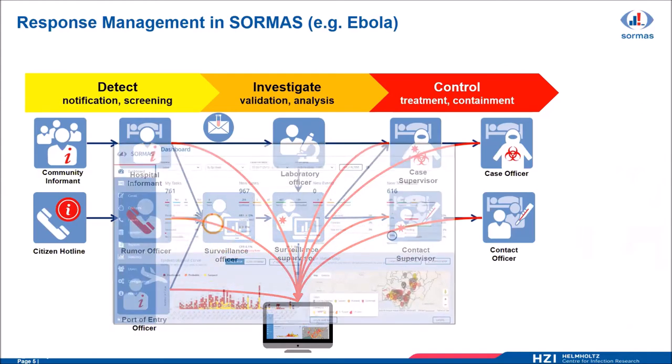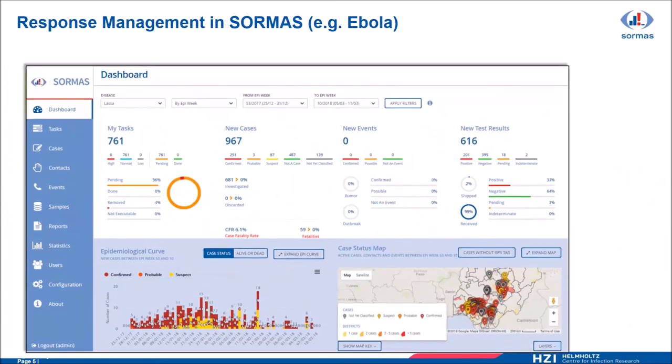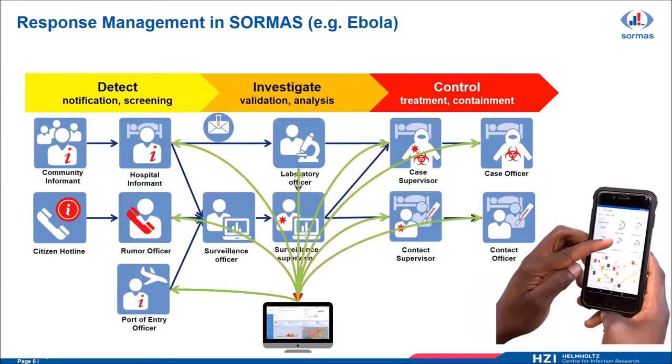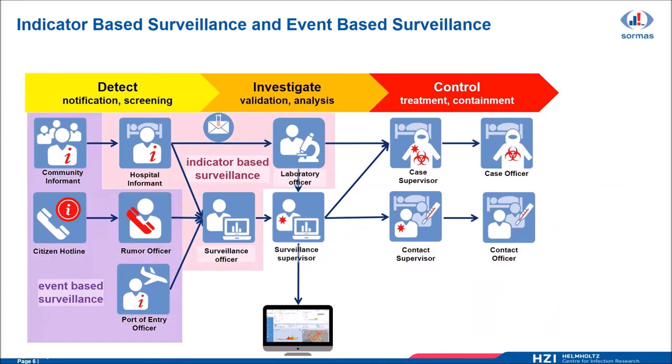And then this is an example of the SORMAS dashboard. I'm going to show you much later during the demonstration how SORMAS works. Okay. The next point is that we have what is called the indicator-based surveillance and event-based surveillance system within SORMAS. And these officers, where the hospital, the lab, and the surveillance officer interact, is the indicator-based surveillance. We also have the event-based surveillance, which is based on the rumor signal kind of surveillance. It's the community informant, the citizen, and the rumor officer.